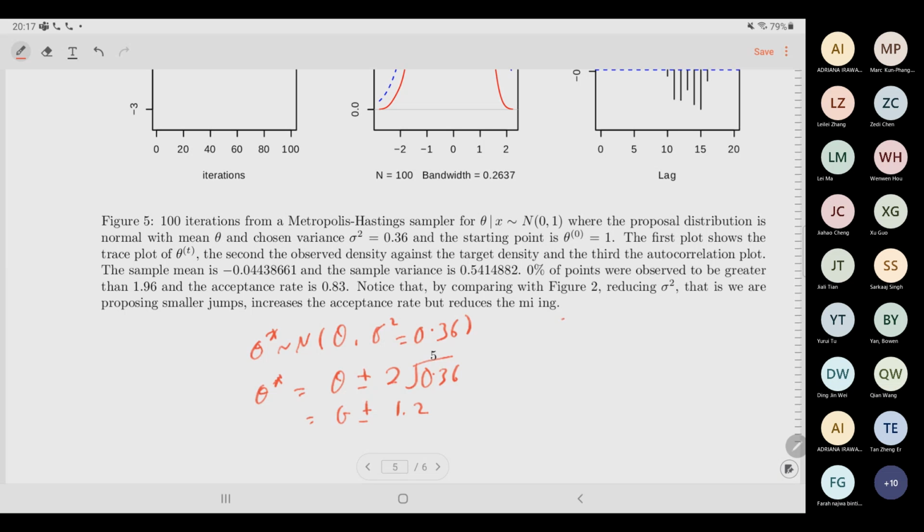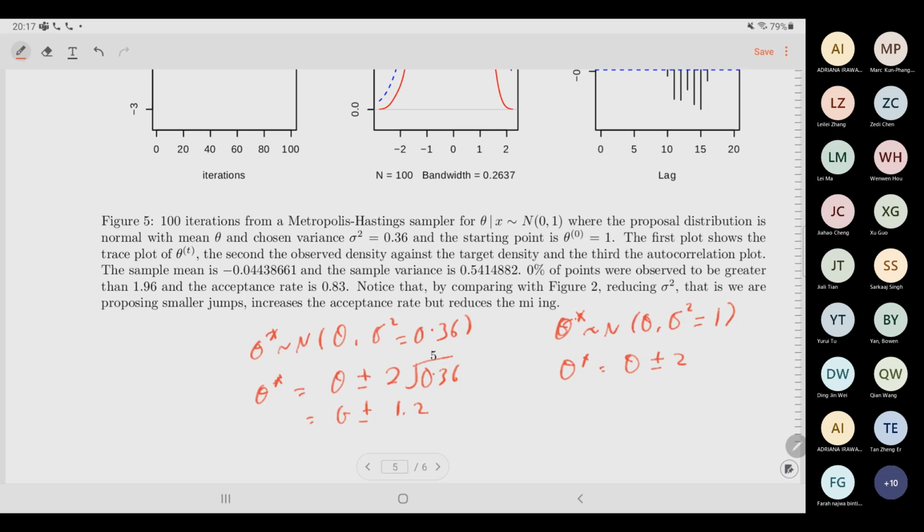But if you have a larger sigma, from figure 3, your sigma square is 1. Okay, then you have theta plus or minus 2.